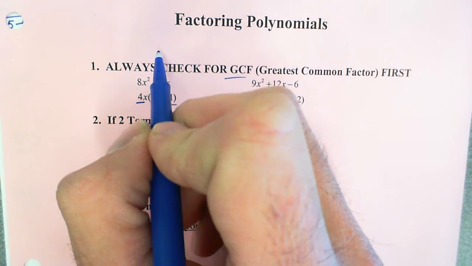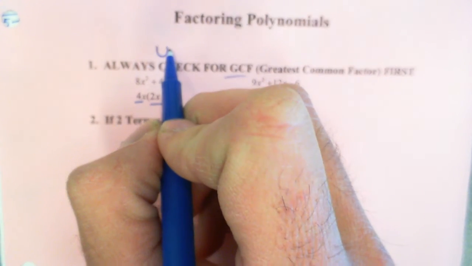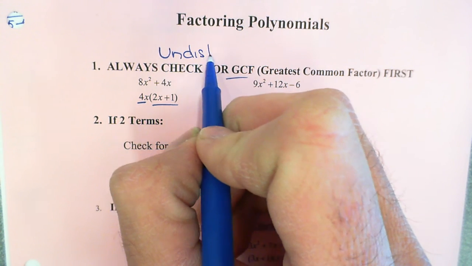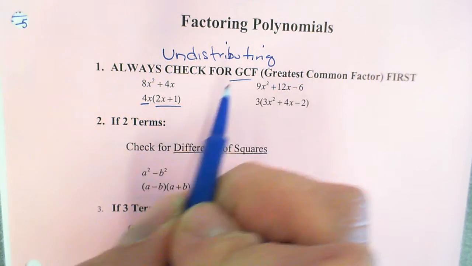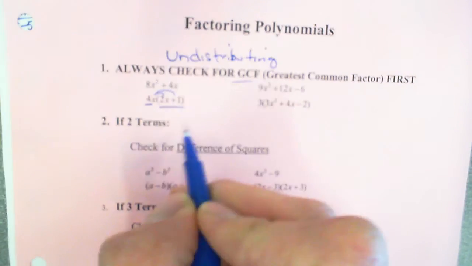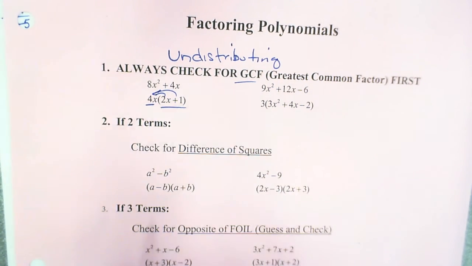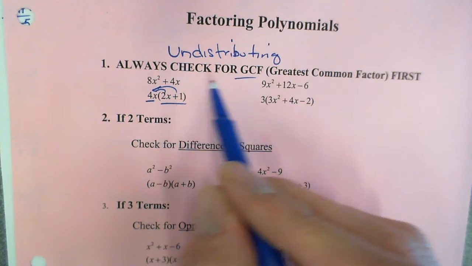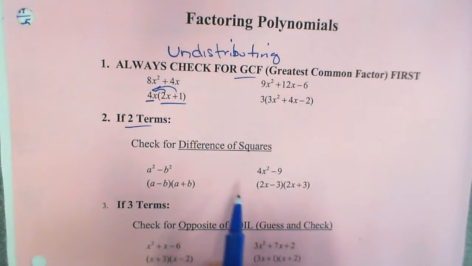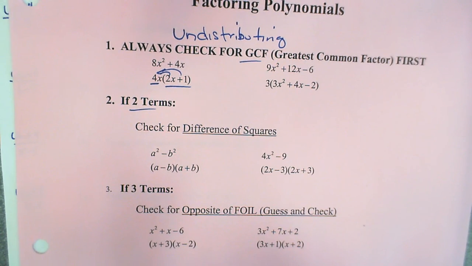And again, this is what I like to refer to as undistributing. Okay, because we know how to distribute. You would normally distribute, so we're going backwards. We're pulling the term out. Okay? Then, once you check for greatest common factor, if you have 2 terms, then you would want to look for a difference of squares.